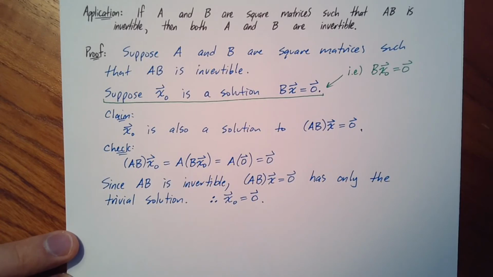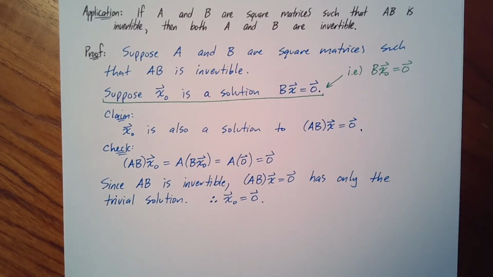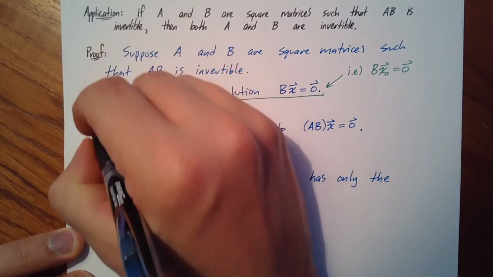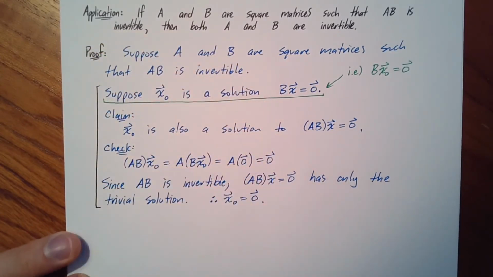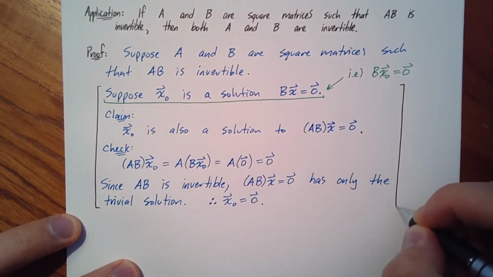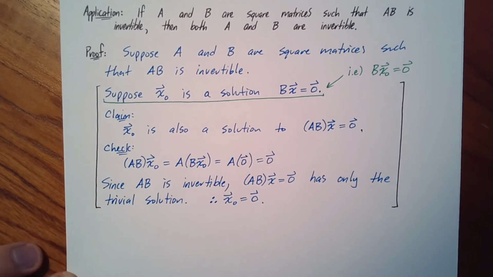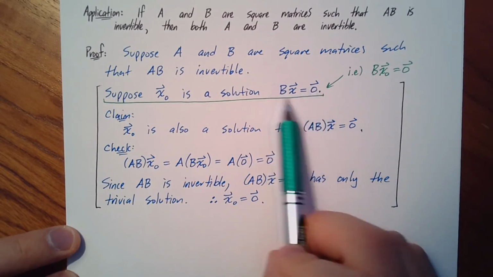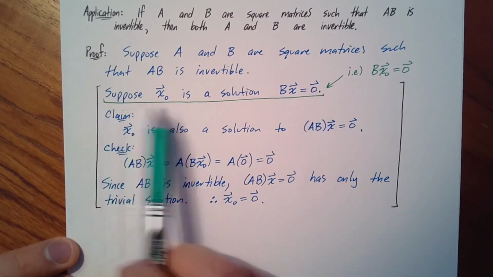But now, if you were to bundle this portion of the work all up in one chunk of work, what this really shows is that Bx equals 0 only has the trivial solution. Because let's look at how this went.